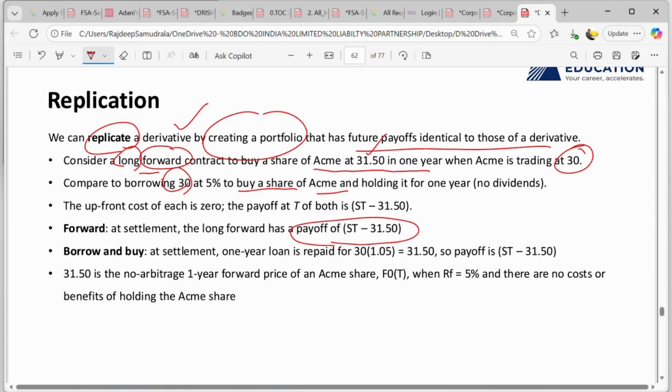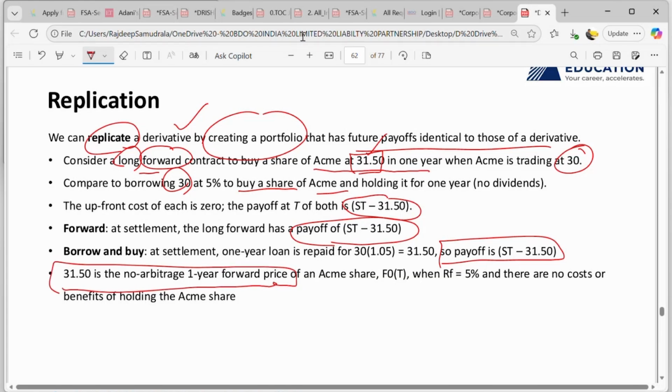Same thing with the derivative. At settlement, effectively, you are paying 31.5, because that's what you took the forward for, 31.5. So you got what I'm saying, mimicking? I took a forward to buy a share at 31.5. I took a loan, bought the share and paid 31.5. In both cases, my payoff is 31.5 after 1 year. Clear? But the beauty here is this 31.5 is also the no arbitrage forward price, because you are able to borrow at 5%, pay 31.5, and you are paying 31.5. So both of them are the same price.